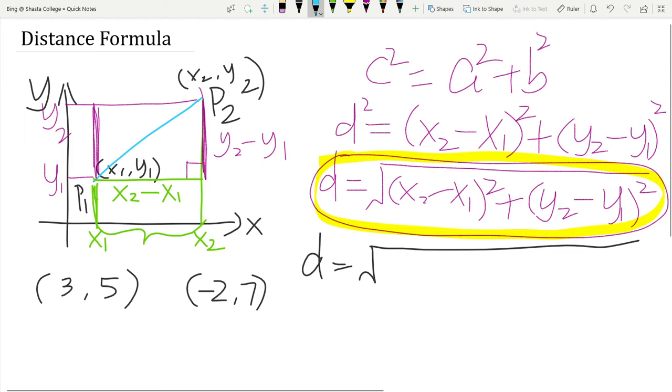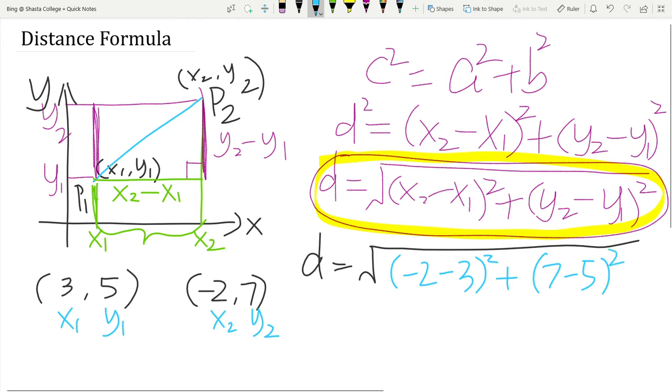I will use the first point. This is x1, this is y1. As long as they're x, y, x, y. And the second point, x2, y2. Okay, so plug in the numbers. Well, square root of x2, which is -2, minus x1, 3, squared, plus parentheses y2, which is 7, minus y1, 5, squared.